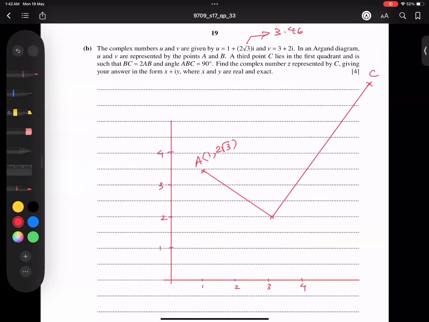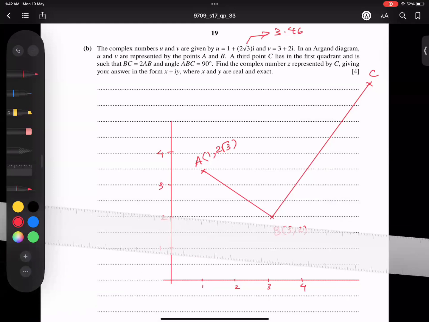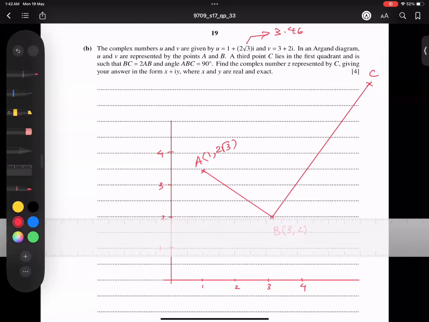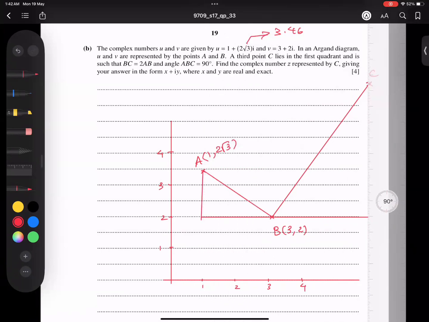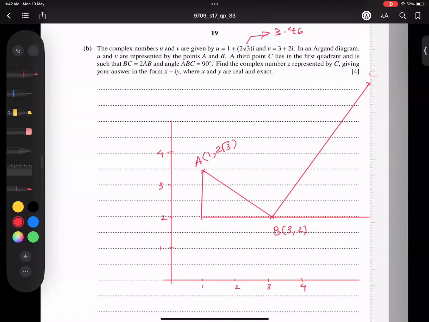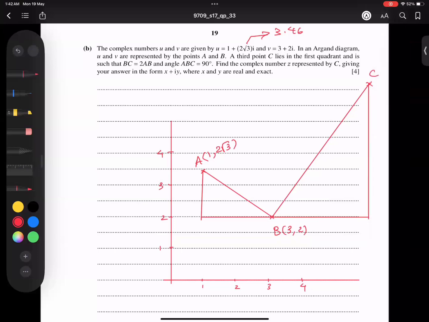So this point B has coordinates 3, 2. Now we have to find it. What is the technique to do it? We will use a coordinate geometry technique, and I can also use a trigonometry technique. I will make a line here. Okay, so this is a 90 degree angle, this is 90 degrees, and this is also 90 degrees, as given. You can see from here.